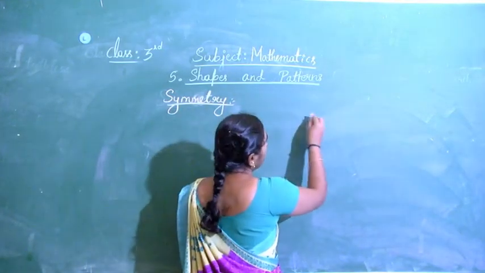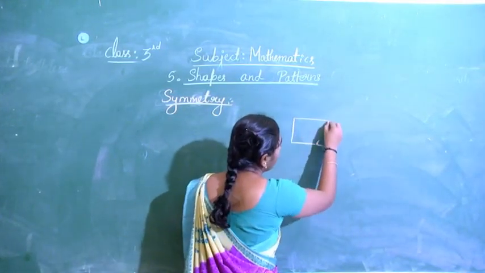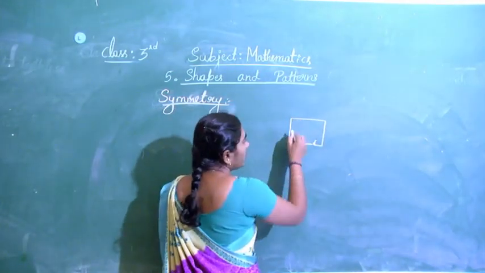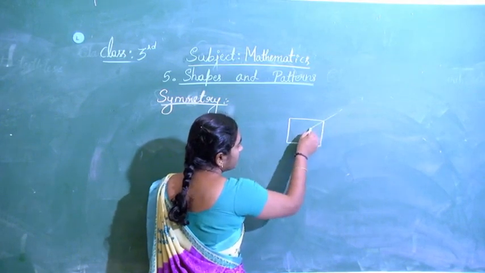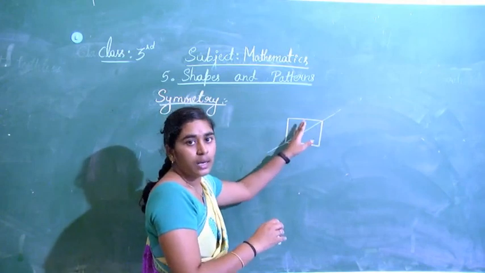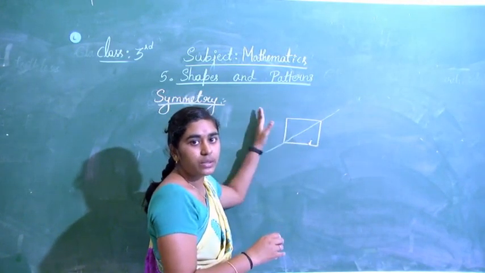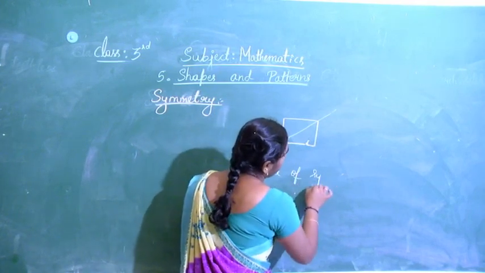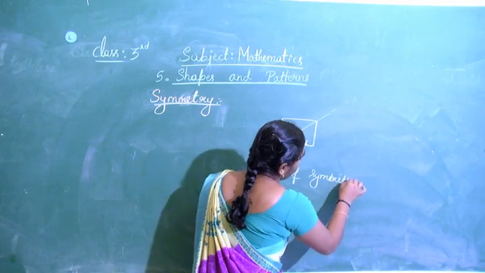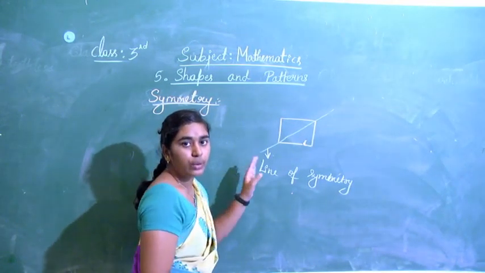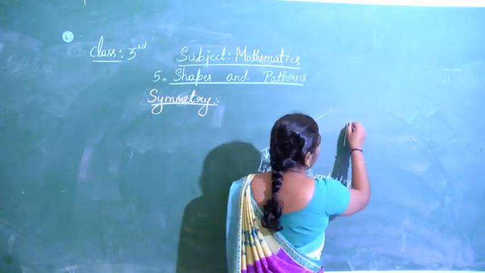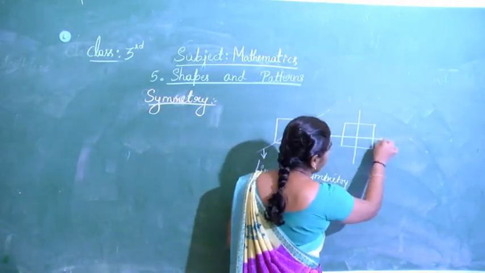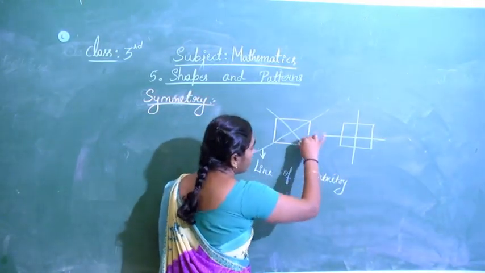For example, you can take any picture. We'll take a square or a rectangle. How can we divide? There are many lines you can draw into equal parts. See, this is a line which is dividing these two. This is called symmetry, and this line is called a line of symmetry. Not only one line, you can also divide the square into two equal parts by this, and also like this, or here also you can divide like this.